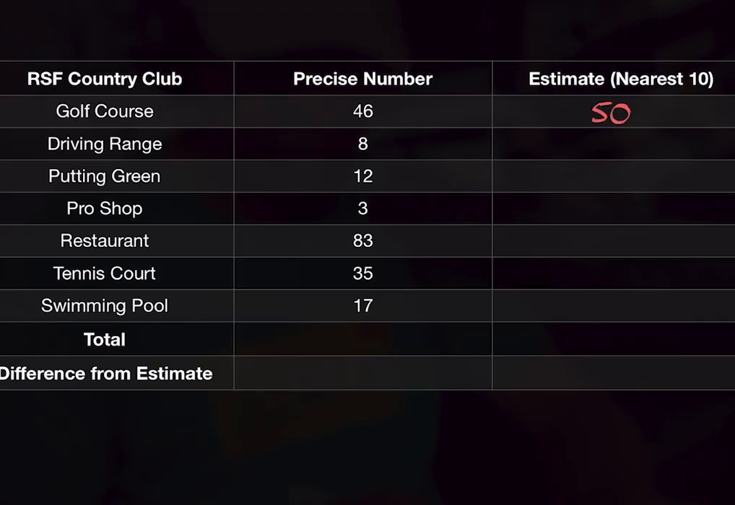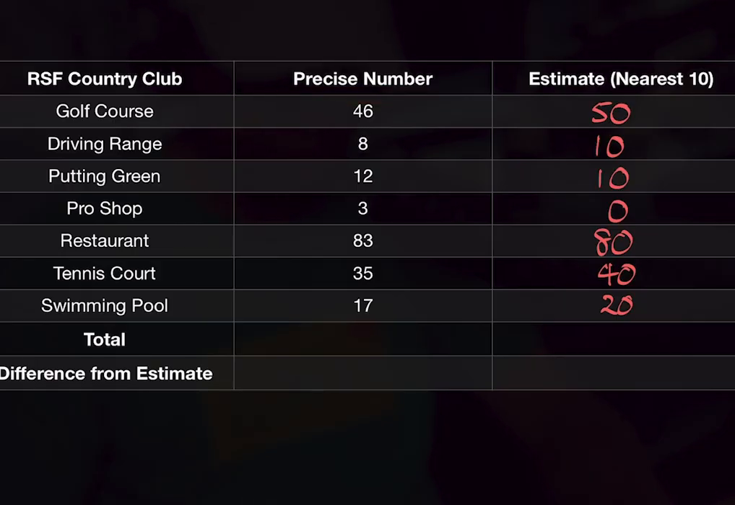About 50 people were playing golf. The pro shop was practically empty, and about 40 people were hitting tennis balls. At the driving range, there were about 10 people. On the putting green, 10 people were practicing their putting, about 80 people were eating, and there were 20 people swimming.